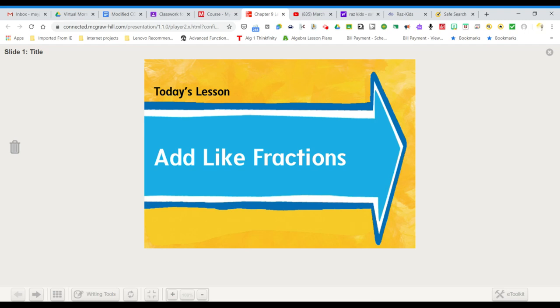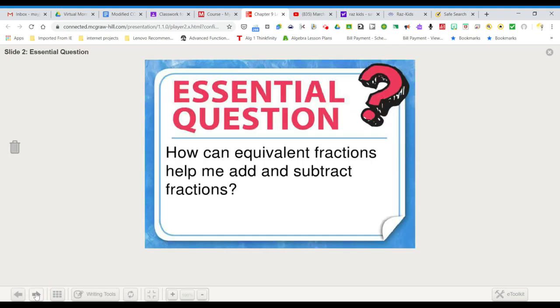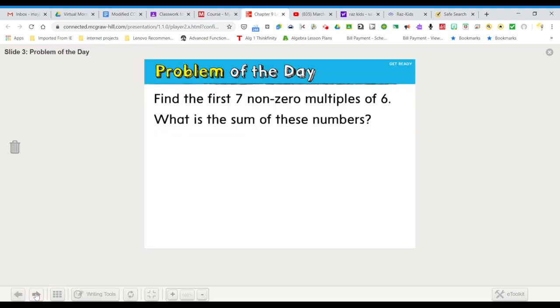What they mean by like fraction is that you have the same denominator. You won't have to change any denominators. So that's what makes adding like fractions so much easier than adding unlike fractions. So today's assignment, hopefully you will find pretty simple to follow along. We've done some of these in our daily lessons.